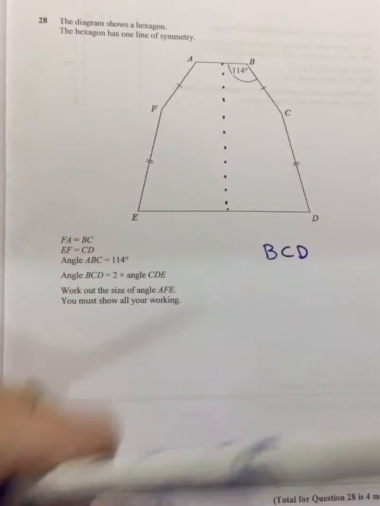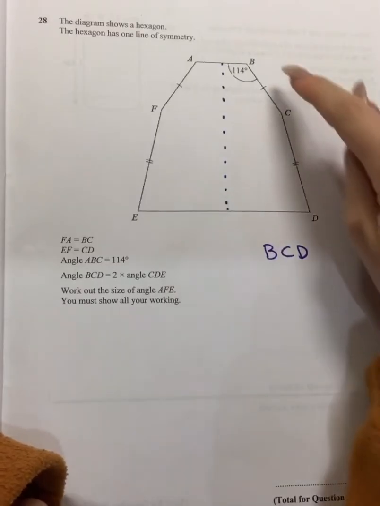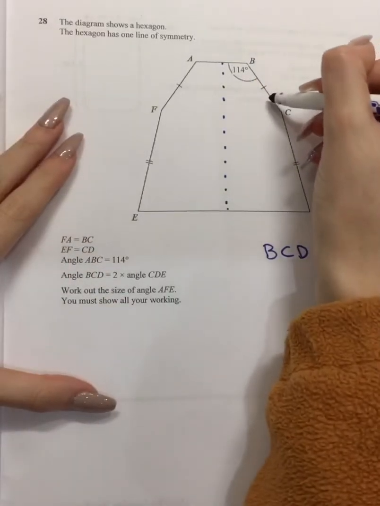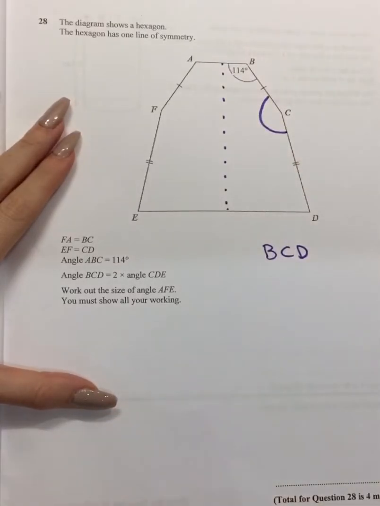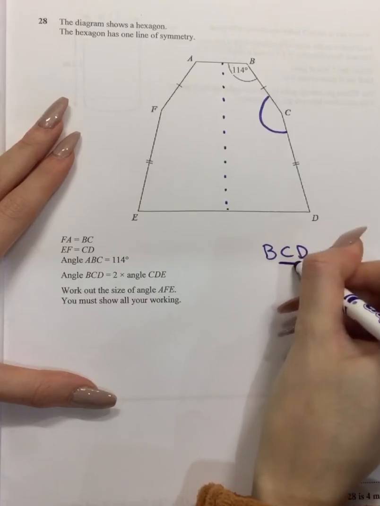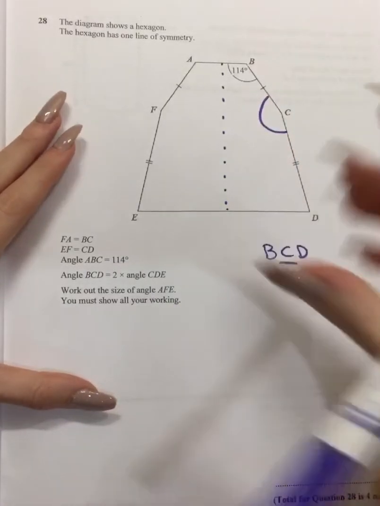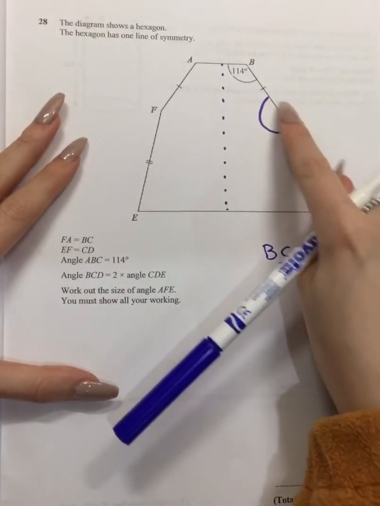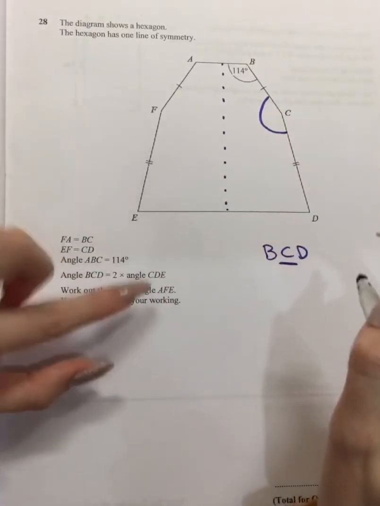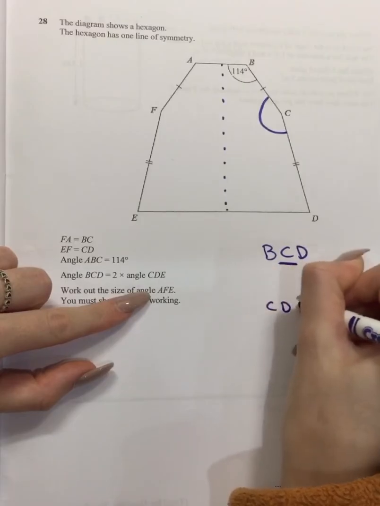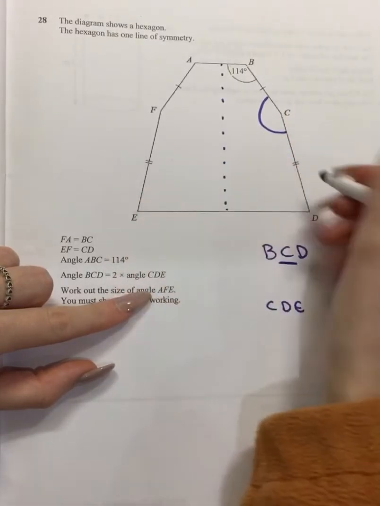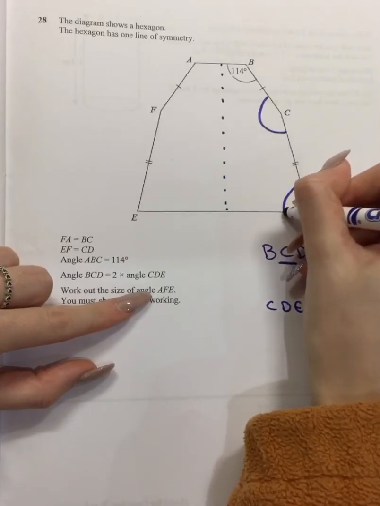If you imagine tracing from B to C to D, you can see that it's going to be that angle there. Another way to think about it is the letter in the middle is the corner where the angle is measured at. So if we're looking at C, D, E, we go from C to D to E, therefore it's that one.